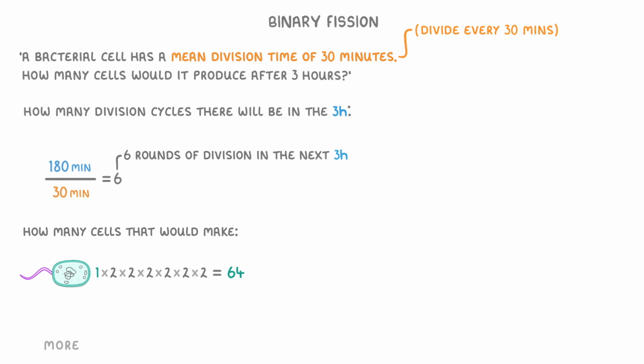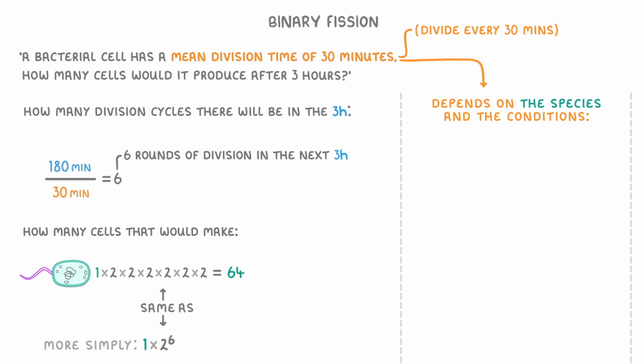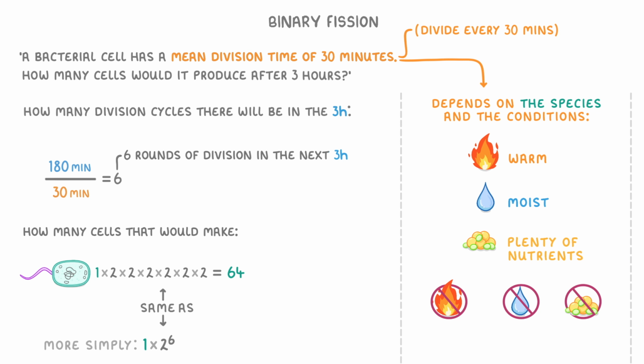You could also have done it a bit more simply by multiplying the 1 by 2 to the power of 6, which is the same thing as multiplying it by 2 6 times. Something to point out here, though, is that the mean division time will depend on the species of bacteria and the conditions that the bacteria are in. For optimal growth, bacteria like somewhere that's warm, moist, and has plenty of nutrients. If they don't have these things, then they'll divide much more slowly, or maybe not at all.